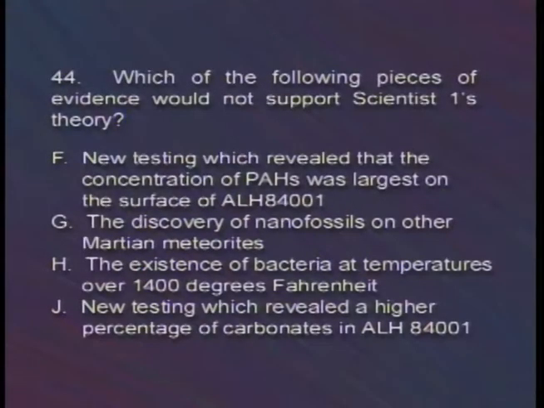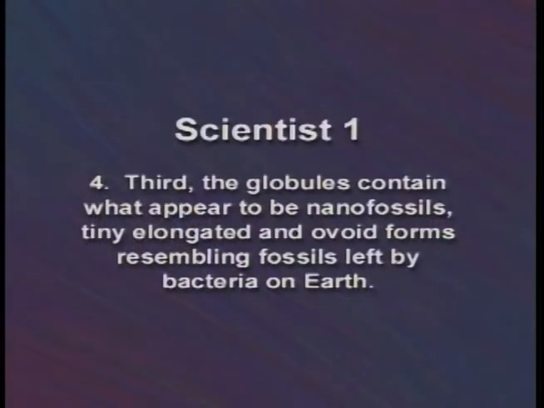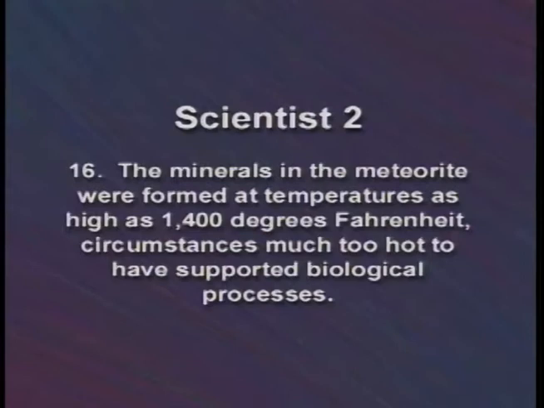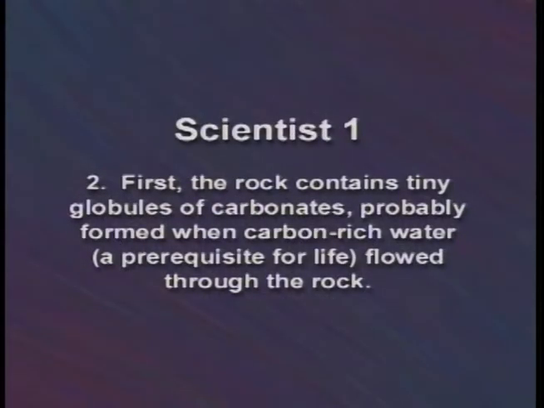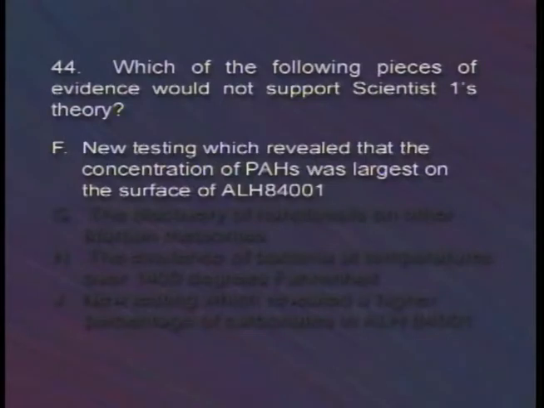Let's quickly look at the other options. Scientist 1 would like the discovery of nanofossils on other Martian meteorites. It would support the contention that this meteorite had nanofossils. Scientist 1 would like the evidence in option H and J. The existence of bacteria at temperatures over 1400 degrees would dispute Scientist 2's contention that biological processes can't survive at these temperatures. And Scientist 1 also would like a higher percentage of carbonates. This fact supports his argument for life existing in the meteorite. The correct answer is F.